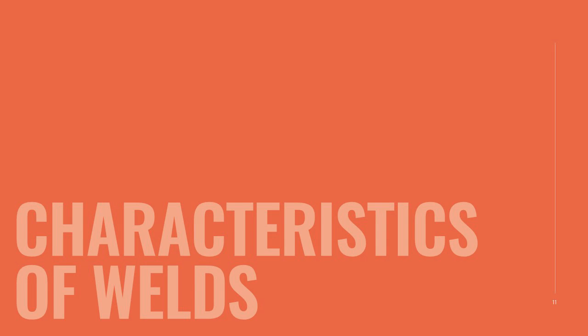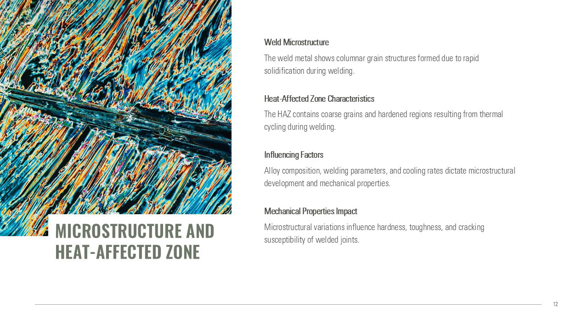Microstructure and heat-affected zone, mechanical properties of welded joints. The microstructure of a weld and its surrounding heat-affected zone, or HAZ, plays a crucial role in determining mechanical properties. Welding introduces rapid heating and cooling cycles, resulting in heterogeneous microstructures.